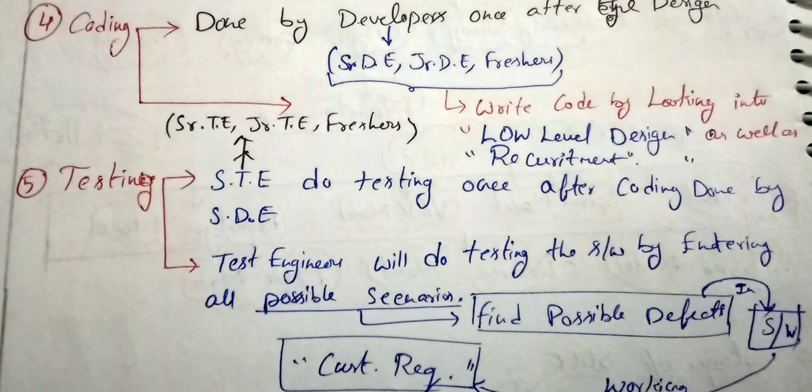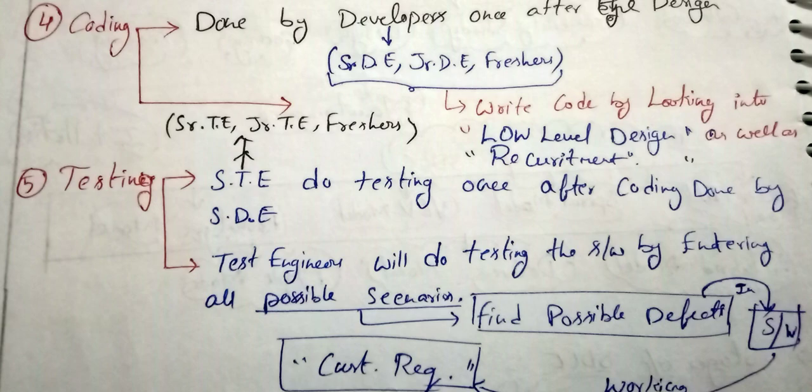After successful coding, they will send this code to the test engineers to test the software. See, coding is done by developers. Once the design is done, they will start writing the code by looking into the low level design as well as the requirements.